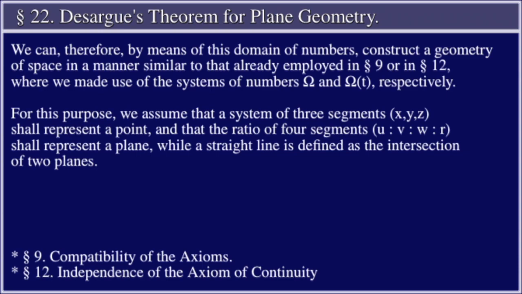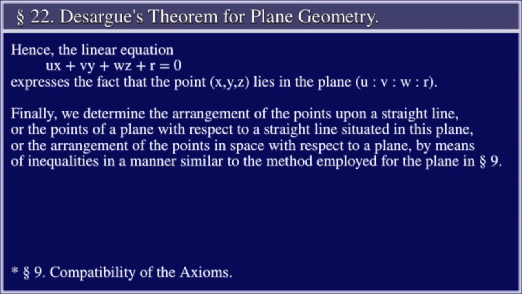represent a point, and that the ratio of 4 segments, u, v, w, and r, shall represent a plane, while a straight line is defined as the intersection of 2 planes. Hence, the linear equation ux plus vy plus wz plus r equals 0 expresses the fact that the point xyz lies in the plane uvwr.